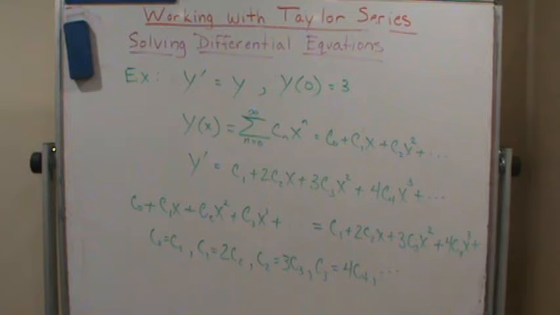Now here's where the initial condition y of 0 equals 3, combined with the power series representation, is going to help us. So what do we get? y of 0 is equal to 3.